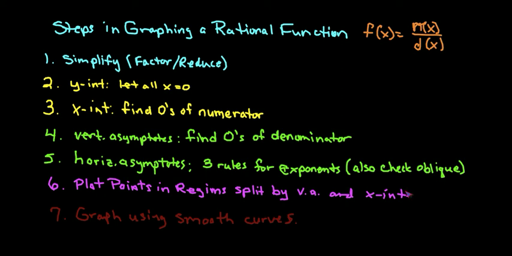Then what's going to happen is our graph is going to get split into regions, and the regions are going to get split up by our vertical asymptotes and by our x-intercepts. And again, this will become more evident when we do an example in a second here. Once we've got all of the pieces together here, we can finish it out by smoothing the curves and making our graph. So let's take a look at an example, and we'll start with one that's fairly basic with not a lot to it.